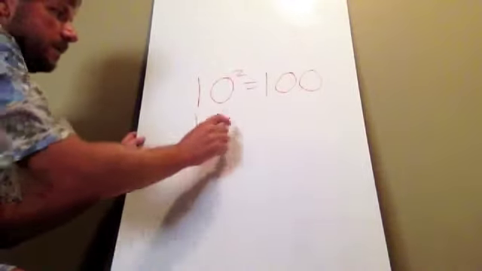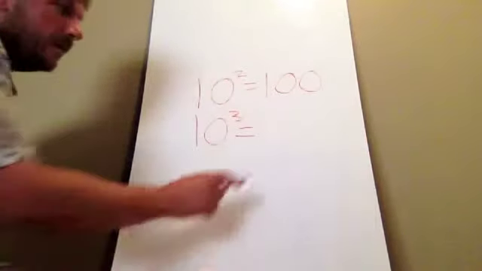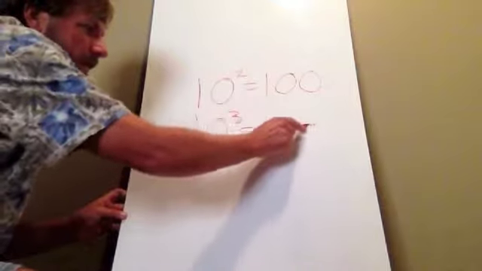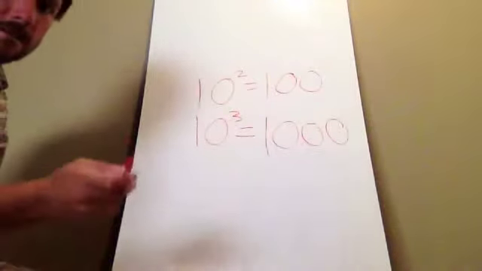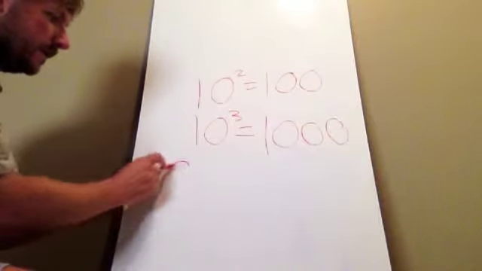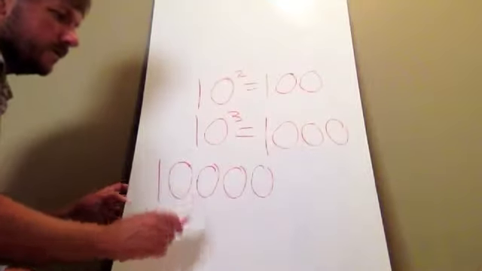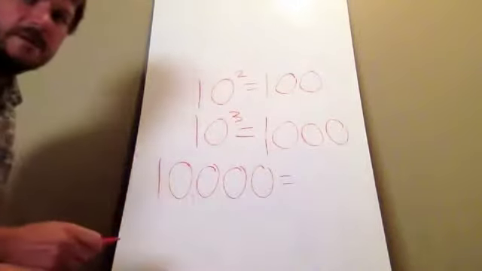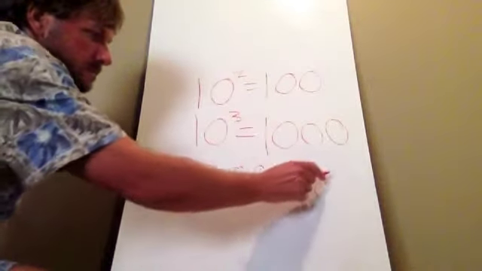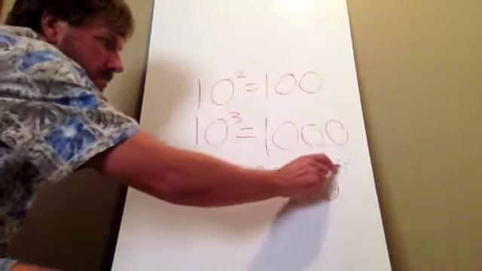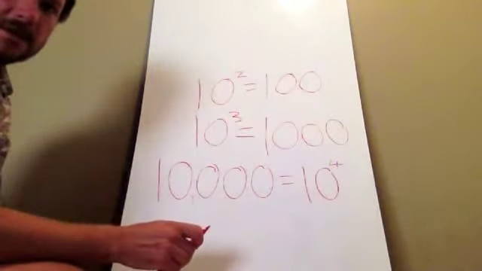10 to the power of 3 equals 1,000. On the other hand, 10,000, that's 4 zeros, equals 10 to what power? Right? Now, let's try something a little different.